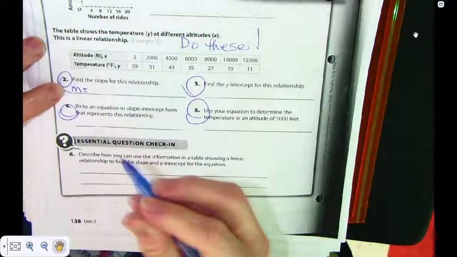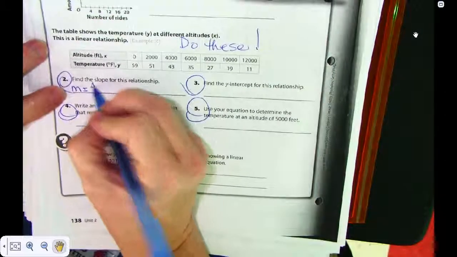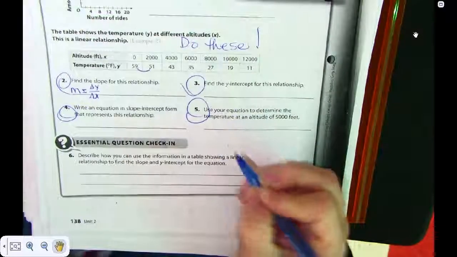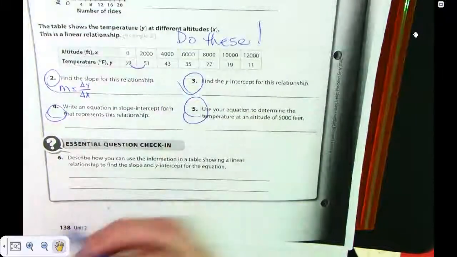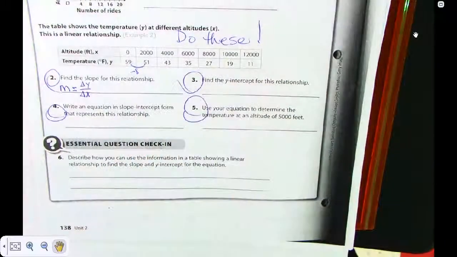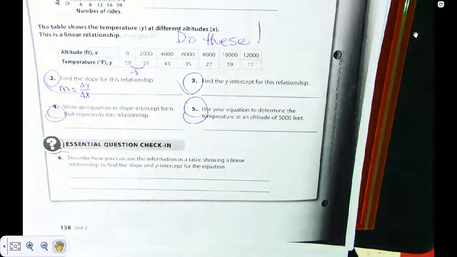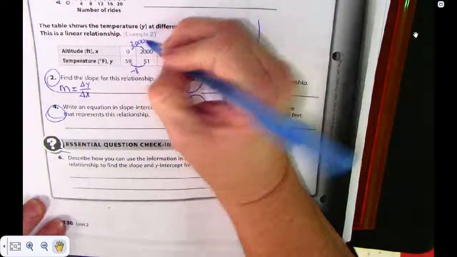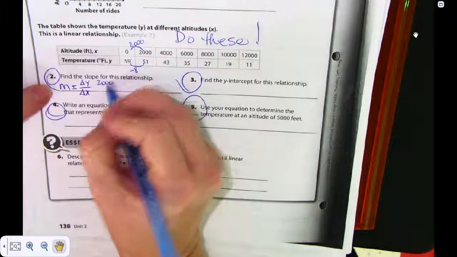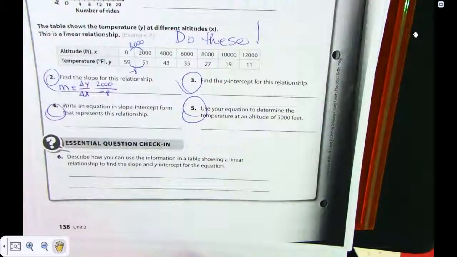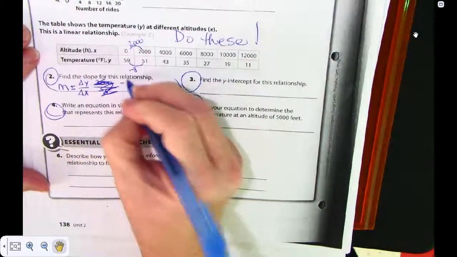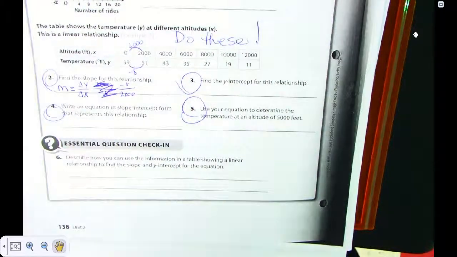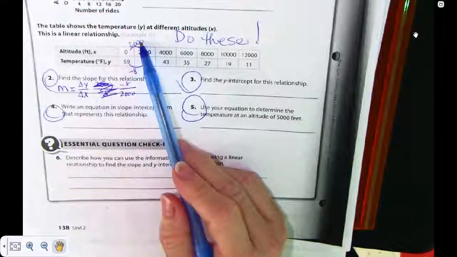Okay, listen. Changing y over changing x. So this goes down how many? Well, it goes down 8. You don't say it goes down -8. It goes down 8. Okay? That goes up 2,000. So you're going to put -8 over 2,000. We've already done this twice. You wouldn't think I'd miss it. Okay, changing y over changing x.